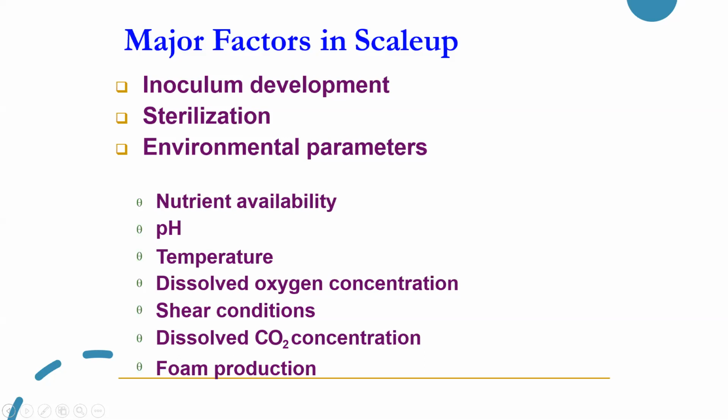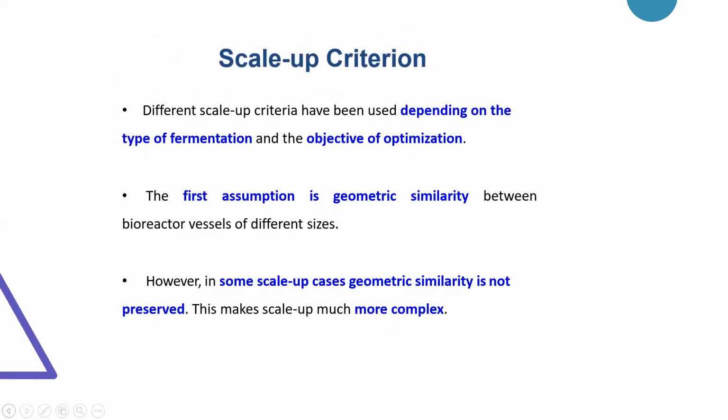Environmental parameters like nutrient availability, pH, temperature, DO level, shear conditions, stress, dissolved CO2 level, and foam formation are all very important in scale up. And I will tell you the 5 general criteria which need to be maintained as a constant factor in a scale up when you are taking a process from lab scale to industrial scale. The first important criterion is that different scale up criteria have been used depending on, as I was saying, the type of fermentation and objective of optimization, that is, whether you want to optimize the product or the biomass or the productivity per unit volume.